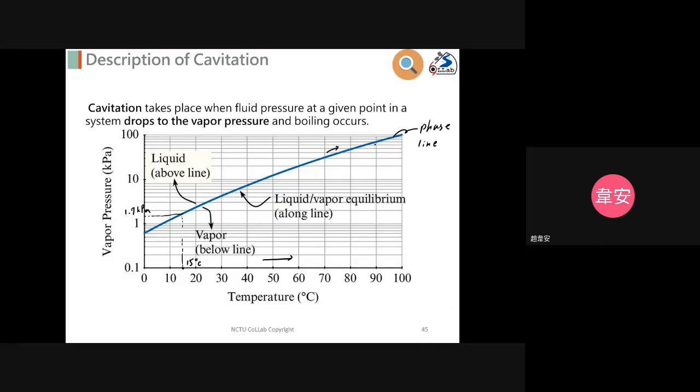As the temperature increases, the vapor pressure also increases. So a higher environment temperature will have a higher vapor pressure. So what is the problem if your environment pressure is under the vapor pressure?